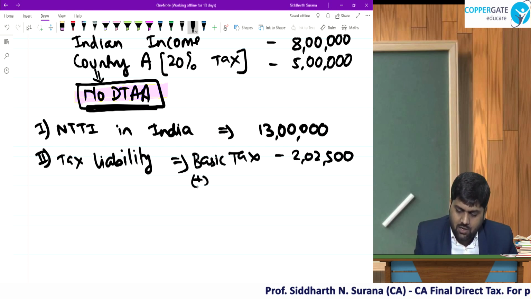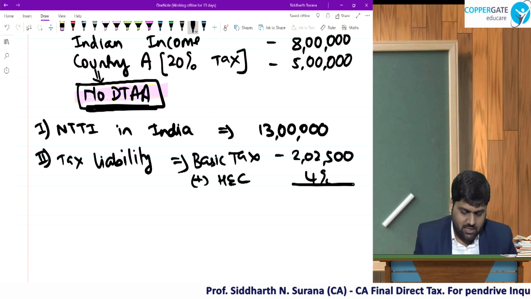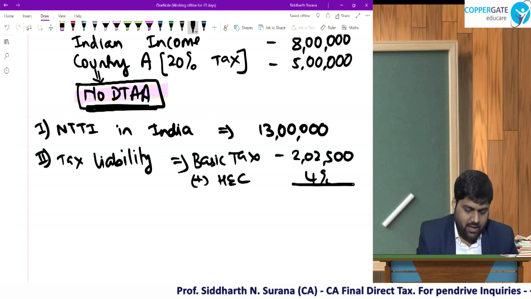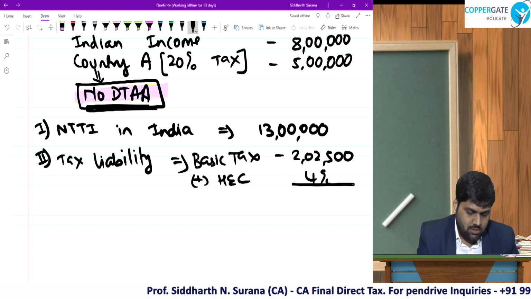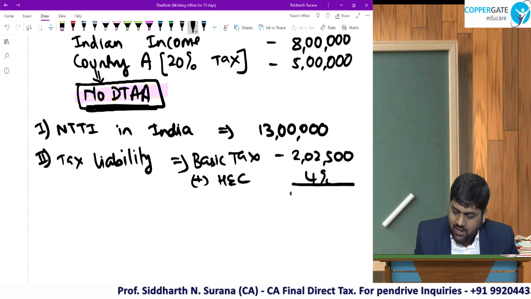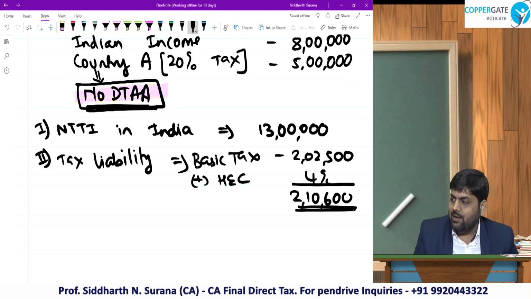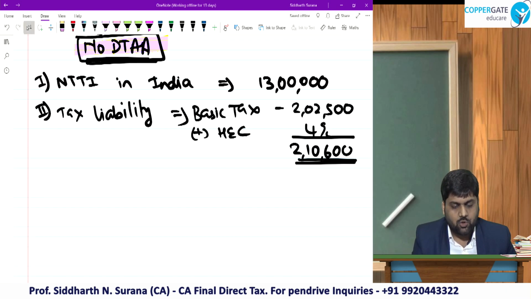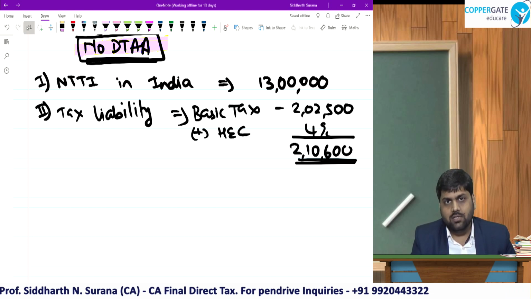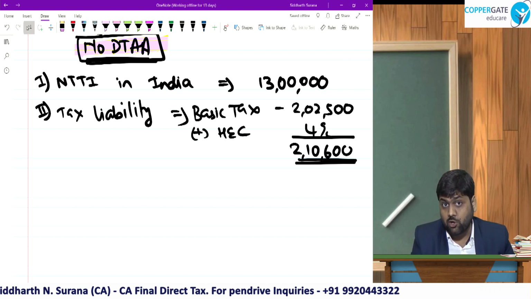Effectively, can I say all we are required to do is add health and education cess at a rate of 4% on 202,500. After adding health and education cess at 4%, the tax liability in India that you are going to get is going to be 2,10,600. So listen to me, listen to the logic now.